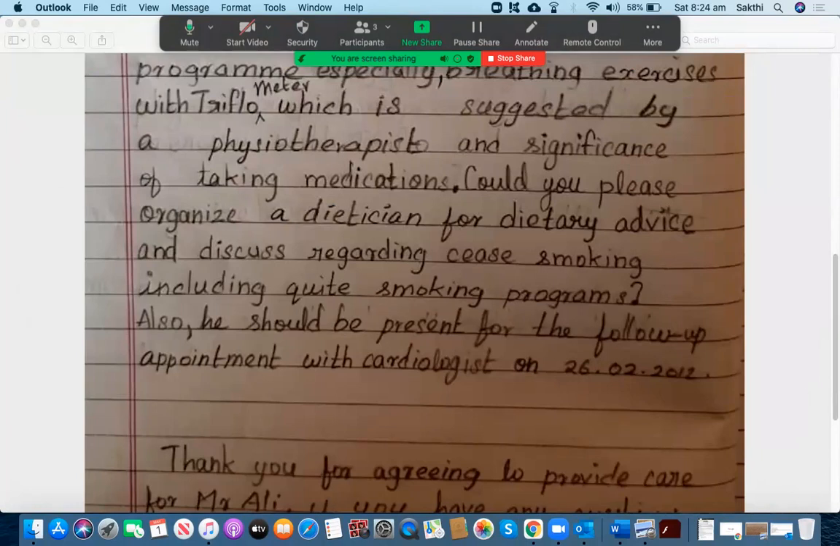Also, she should be present for the following follow-up appointment. She should be presented. Otherwise, she should present. Okay, she should be presented for the follow-up appointment with the cardiologist. With a cardiologist, always all the occupations need an article. Okay, either a, an, or the, depending on the situation. But you need an article.